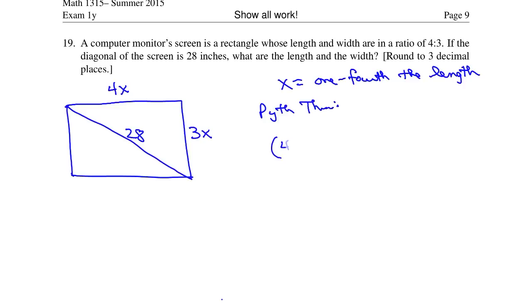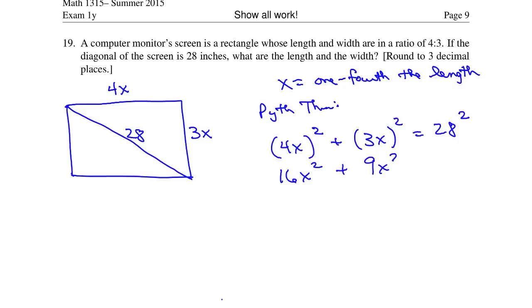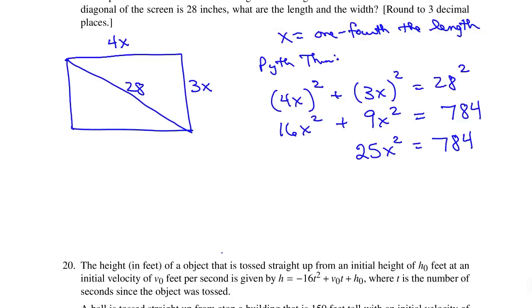So we're going to have 4x quantity squared plus 3x quantity squared is equal to 28 squared. So 4x squared is 16x squared, 3x squared is 9x squared, and 28 squared is 784. 16 plus 9 is 25x squared is equal to 784. Divide both sides by 25 and you get 31.36. Take the square root and you get x is equal to 5.6.